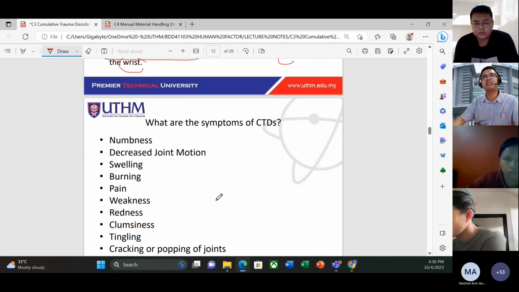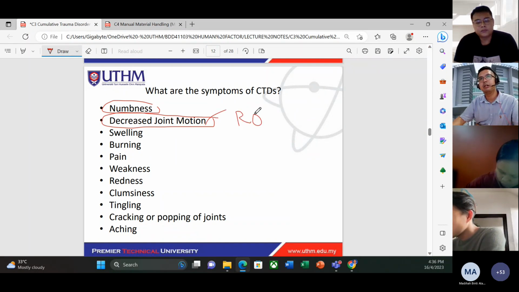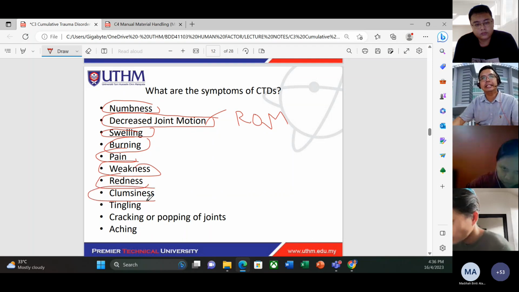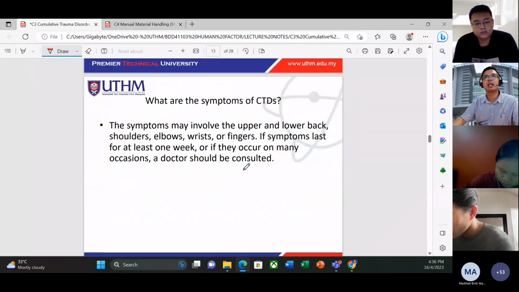So what are the symptoms of CTD or MSD? It can be numbness, decreased joint motion, decreased range of motion, which we call ROM, swelling, burning, pain, weakness, redness, clumsiness, tingling, cracking or popping of the joints, or itching. This is a list of the general symptoms of cumulative trauma disorder.